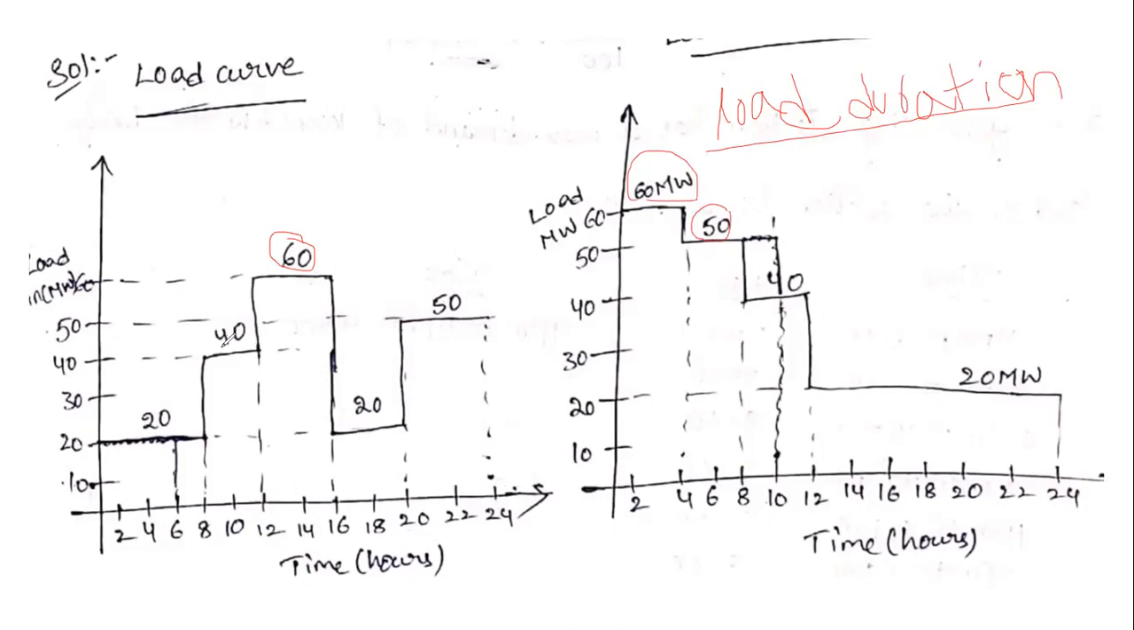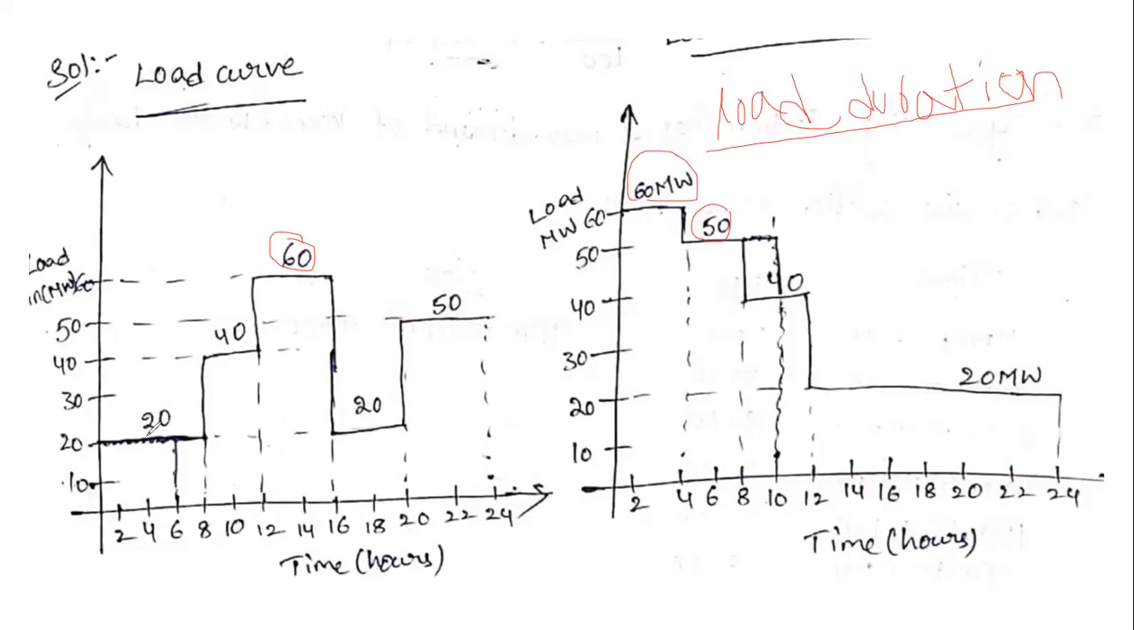What is the next highest peak? That is 40 megawatts. For how many hours is 40 megawatts present? That is 8 to 12, which is 4 hours. Therefore, 40 megawatts lasts for 4 hours.